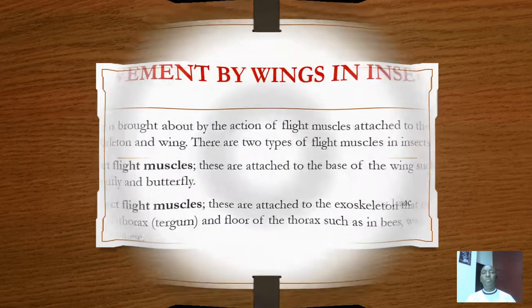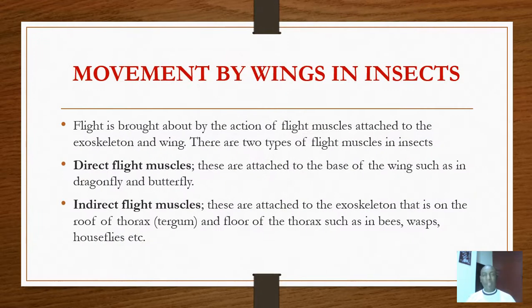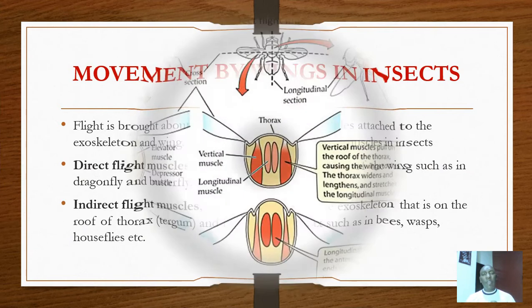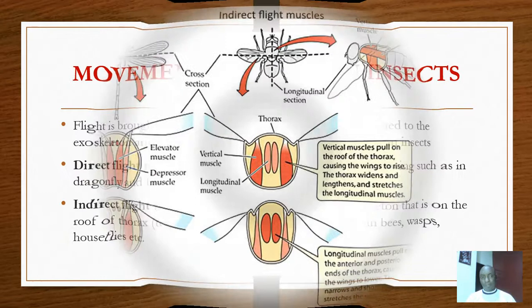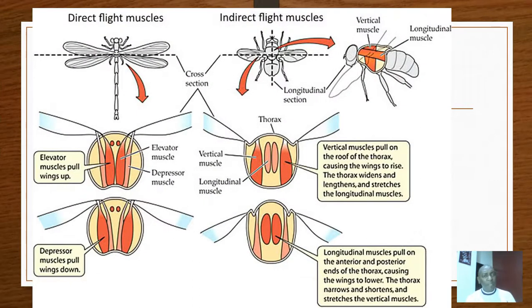Remember, we saw that as they move by flying, flight is brought about by muscles. But these muscles, we categorize them into direct flight muscles and indirect flight muscles. We said that direct flight muscles are attached directly to the wings. That is why you call them direct flight muscles, because they are directly attached to the wings.